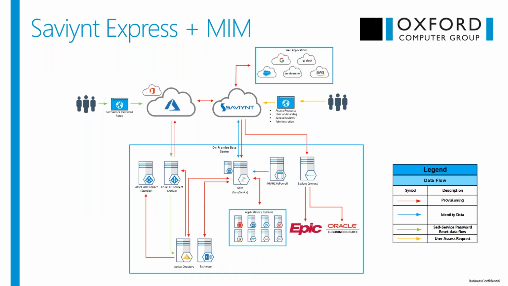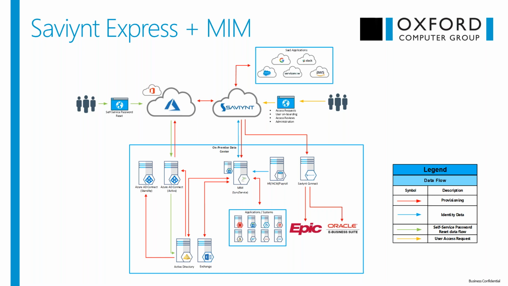So I typically set the stage in any technical presentation with a high-level diagram. So what I've done is I've taken the MIM implementation from before, and I've added Saviynt Express to it. I've also matured the organization by adding some SaaS applications and some more complex on-premise applications, which is why you see Epic and Oracle eBusiness Suite.